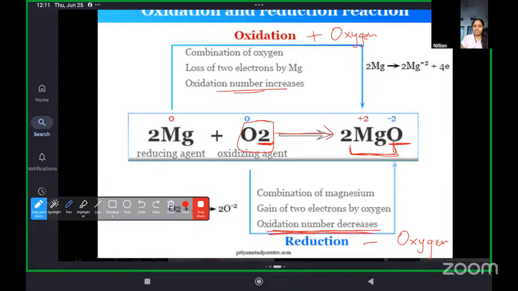So in a redox reaction, one substance will get oxidized, means it will gain oxygen, and the other substance will get reduced, means it will lose oxygen. Oxidation and reduction together, that is why it is known as redox reaction.